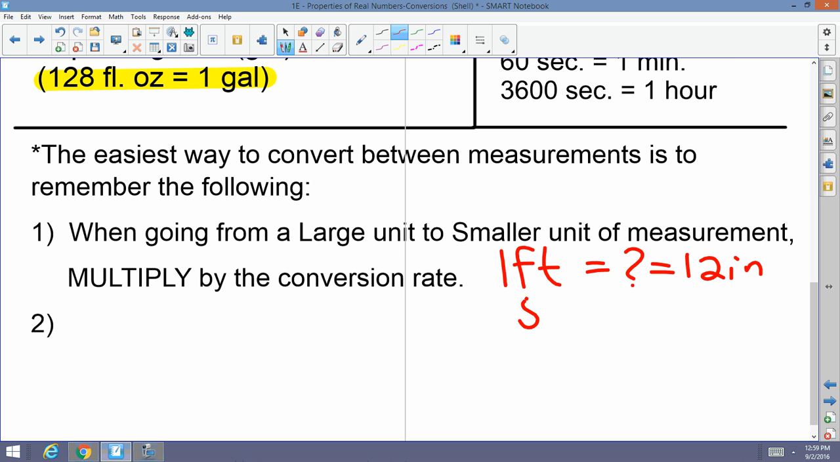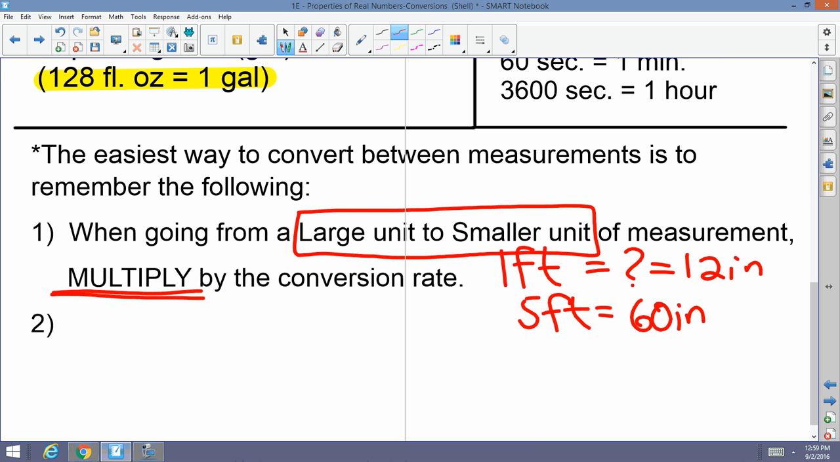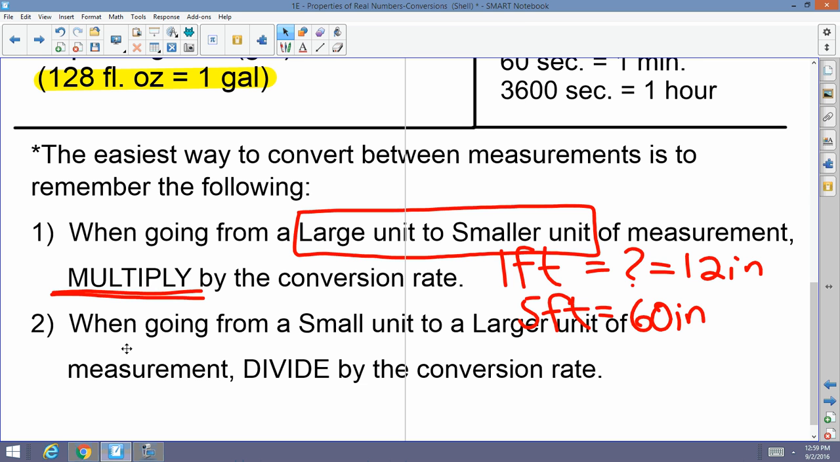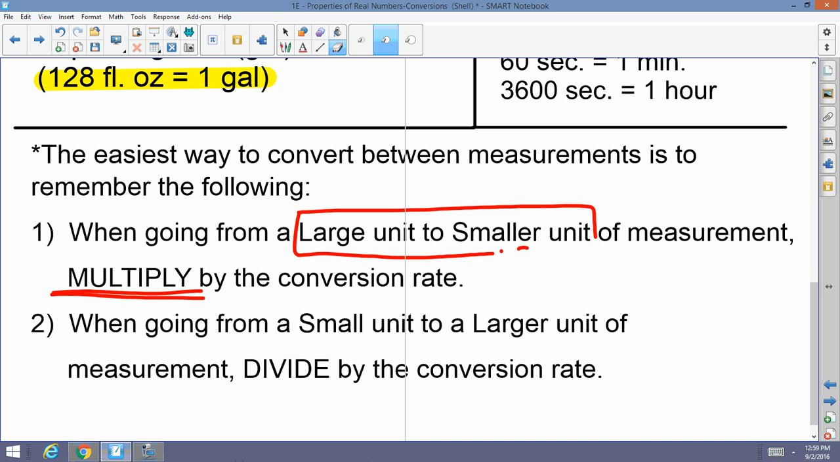Let's say I have 5 feet. How many inches would that be? Well, since there's 12 inches in every foot, I'm going from large to small. I'm going to multiply 5 times 12, which would equal 60 inches. So when I'm going from a large unit to smaller units, please remember to multiply. It sounds counterintuitive because I'm going from larger to small, but that's exactly the way it is. How about when we're going from a smaller unit to a larger unit? When we're going from a smaller to larger unit of measurement, we're going to divide by the conversion rate.